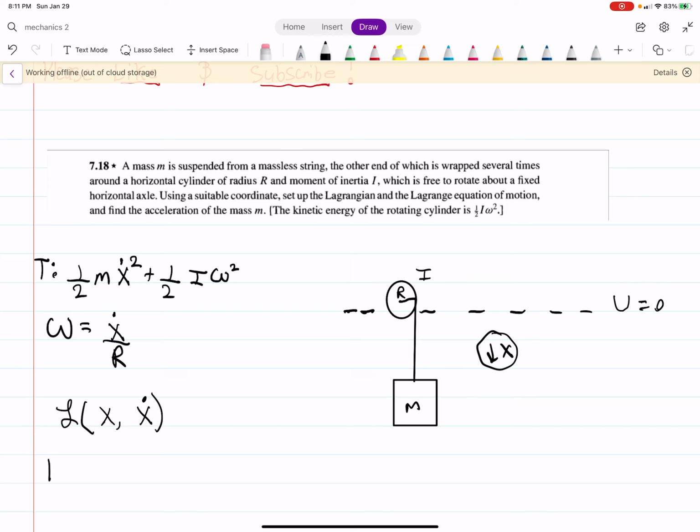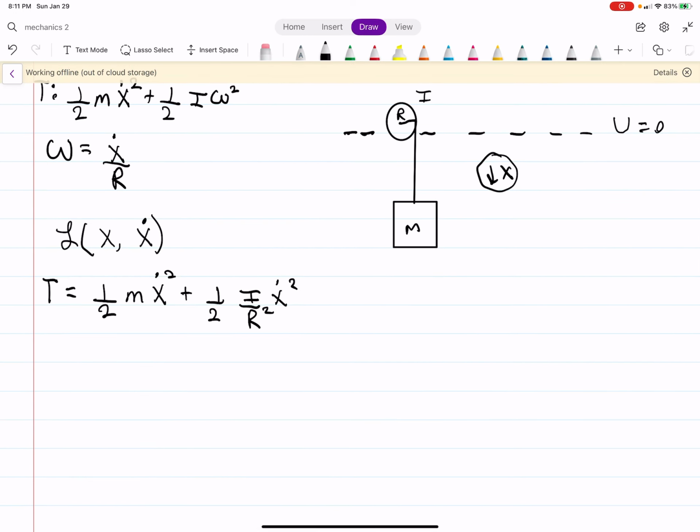So in that case, we can write our kinetic energy as 1/2 m x dot squared plus 1/2 I over r, x dot squared, and the r is also squared. Okay? So that's our kinetic energy. Our potential energy will just be minus mgx, it's just the gravitational potential.